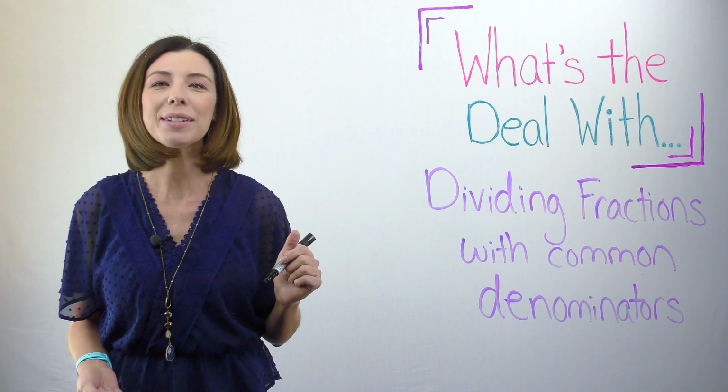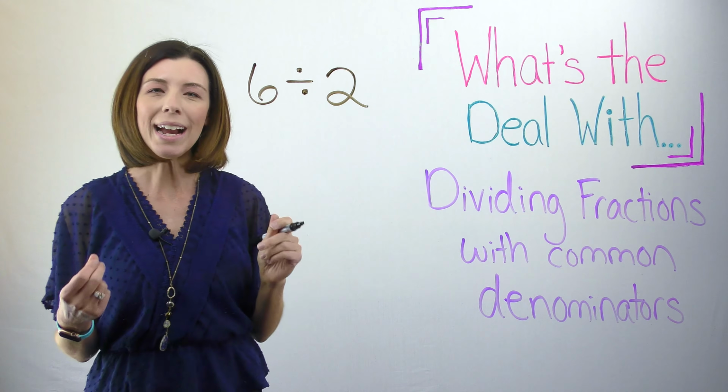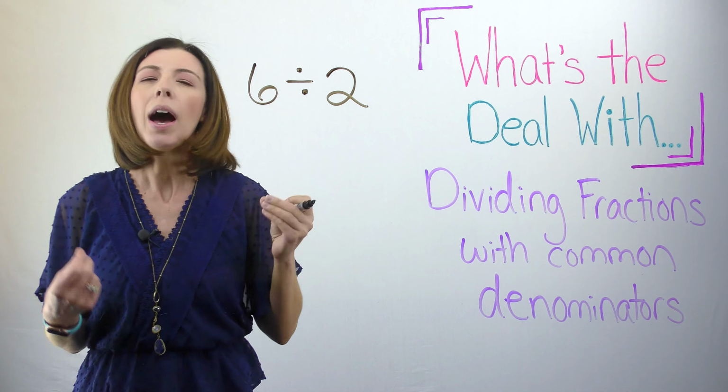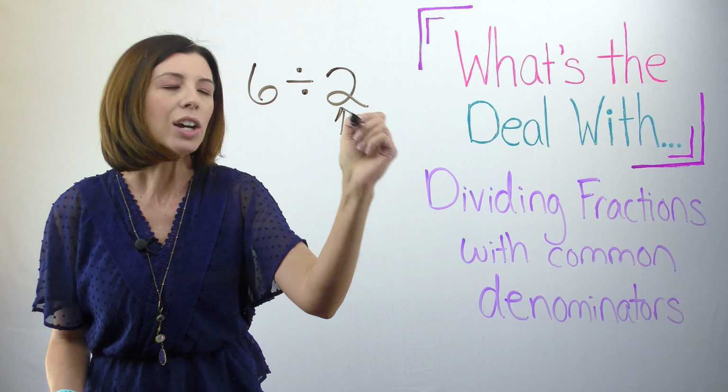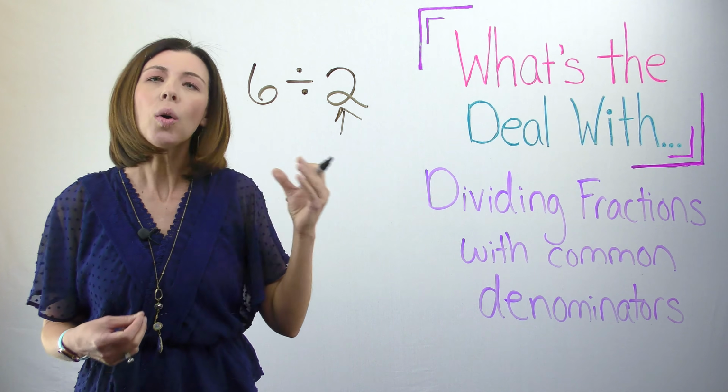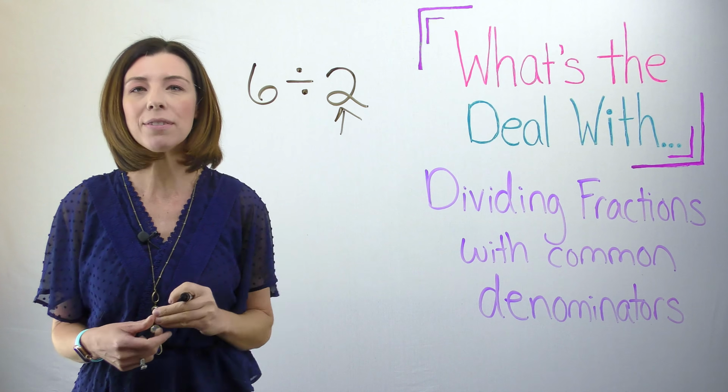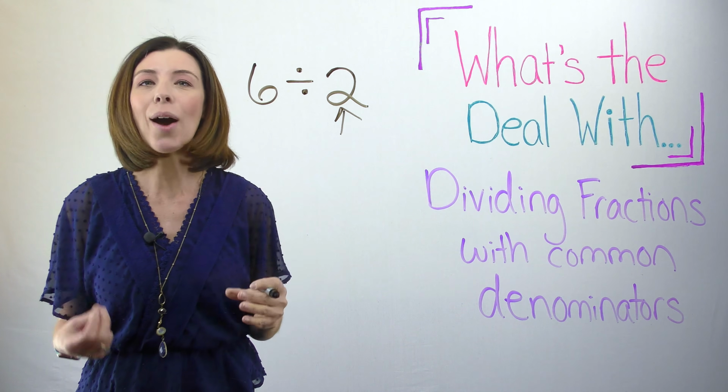Take, for example, this expression. When I say 6 divided by 2, I'm really asking myself a question of how many 2's are in 6, or how many copies of 2 can be found in 6. This is how we divide.